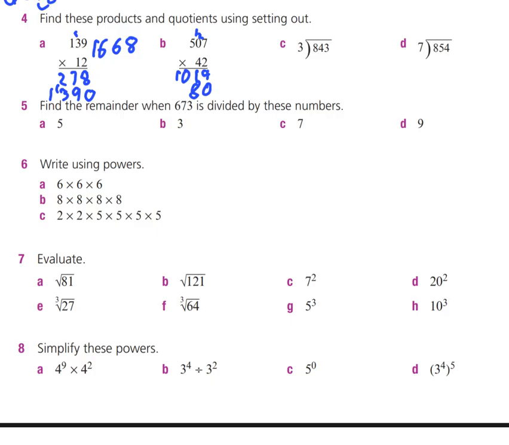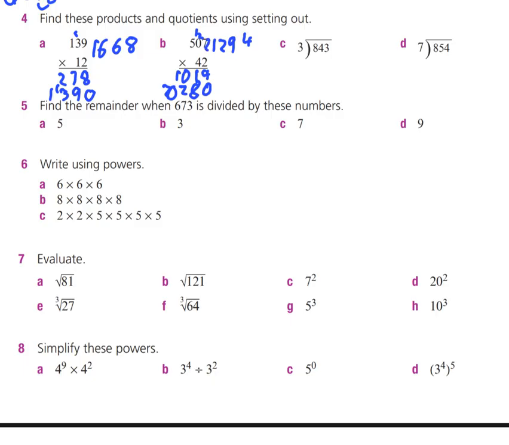4 times 0 is 0, plus 2 is 2. 4 times 5 is 20. Then you just got to add those numbers together. 4 and 0 is 4. 1 and 8 is 9. 0 and 2 is 2. 1 and 0 is 1. And 2 and nothing is 2.